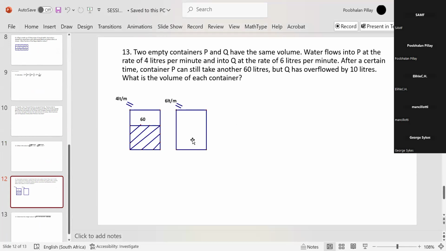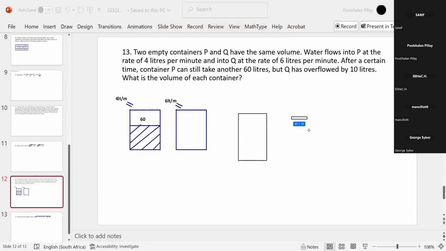Okay, so you've got 2 empty containers, P and Q, that have the same volume. Okay, so originally you had 2 empty containers and they've got the same volume. And I'm just going to assume that the shapes of the containers are rectangles. Okay, they've got the same volume. It doesn't look like it here, but just assume they've got the same volume.